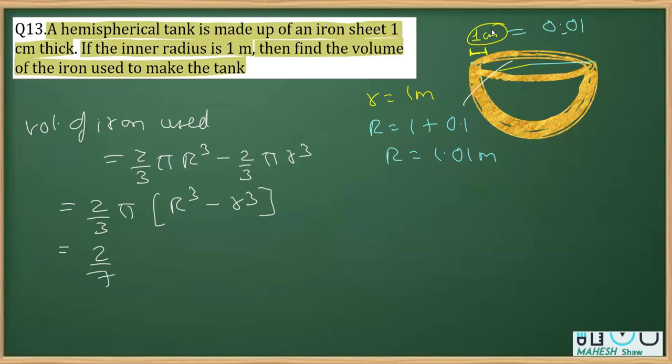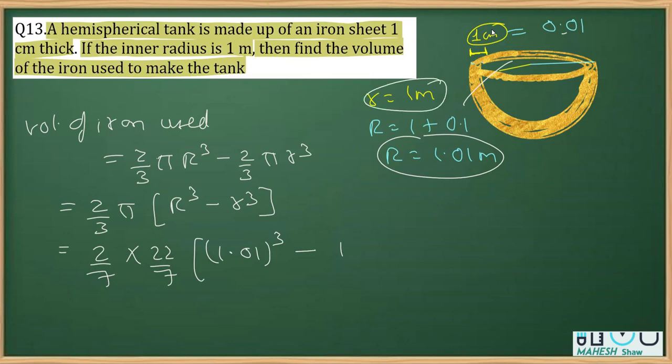And then we are going to replace this pi with its value, which is 22 over 7. Capital R, that is the outside radius, is 1.01 meter cube. And the inner radius is 1 cube, right? So we have this as 22 by 7, and this is 2 by 3. So this is 44 over 7 into 3, that is 21.